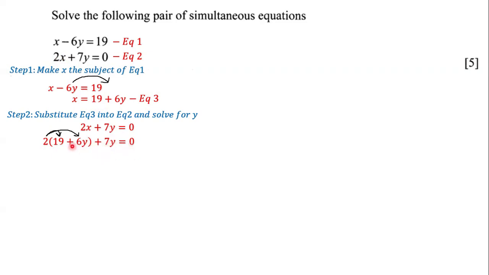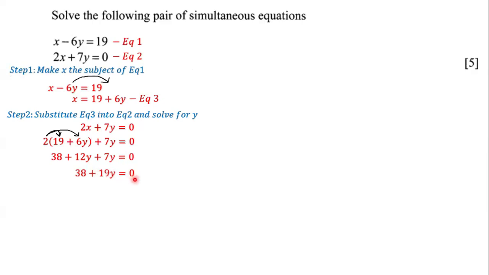And what we're going to do here, we have to distribute. We're going to take 2 multiplied by 19, and we take 2 multiplied by positive 6y. Now, what is 2 multiplied by 19? Well, 2 multiplied by 19 is 38. And 2 multiplied by 6y is actually 12y. And so what we have here is 38 plus 12y plus 7y is going to be equal to 0. What is 12y plus 7y? That's definitely 19y. And so we have 38 plus 19y is equal to 0.